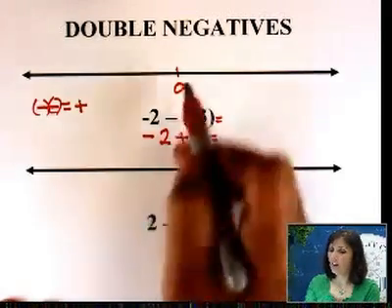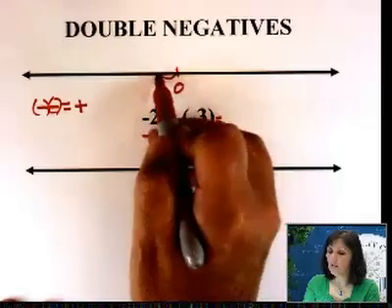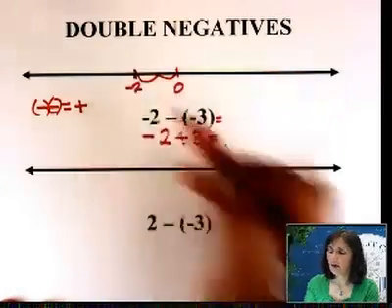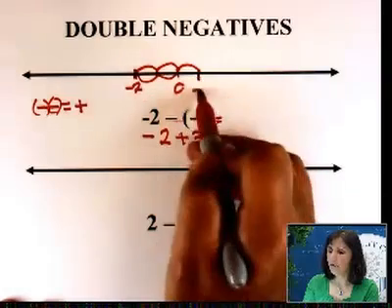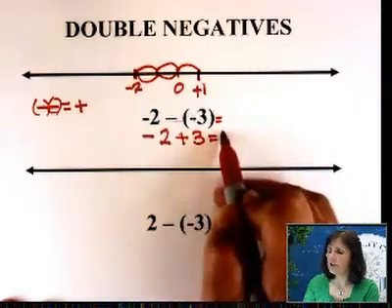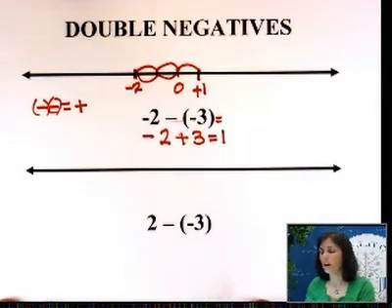So how does this work? You go left first, 1, 2. Here you are. And now you go to the right, 1, 2, 3. Where'd you end up? At positive 1. And that is actually consistent with what I've been doing.